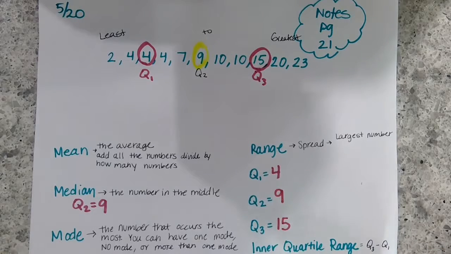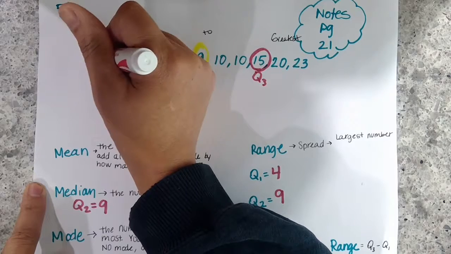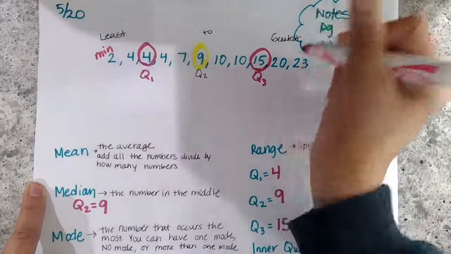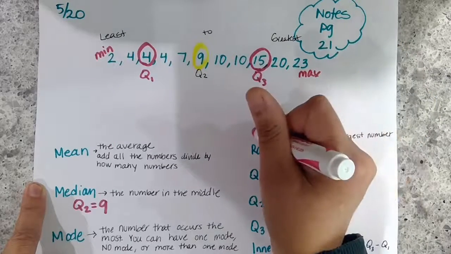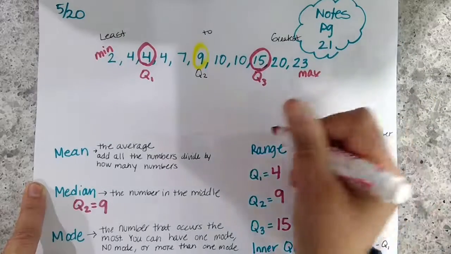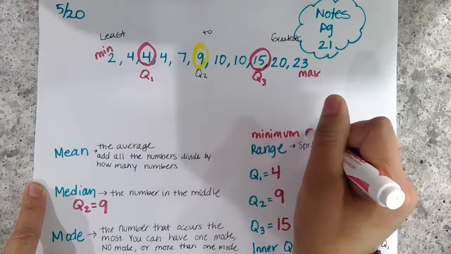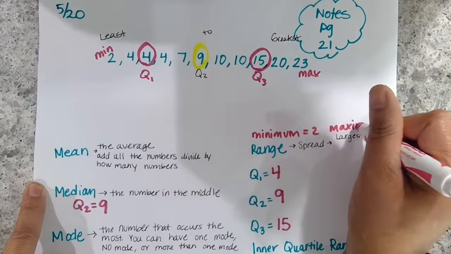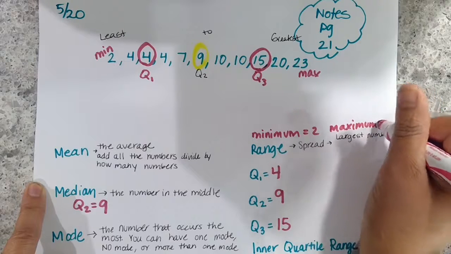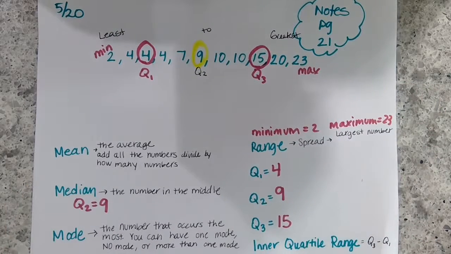The other important information is your minimum and your maximum. So let's add that as well. Your minimum, right here. Minimum, of course, is going to be your lowest value, and your maximum, of course, is going to be your highest value. All right, so now I have all the information I need for my box and whisker plot.